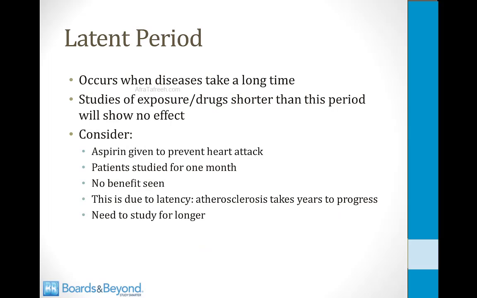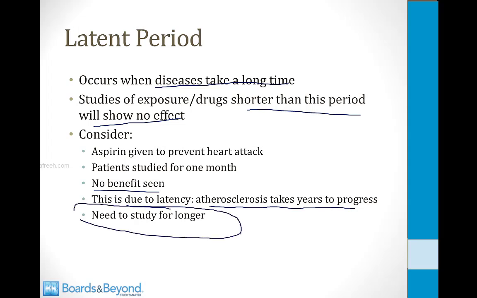The final thing I'll discuss in this module is something called a latent period, and this occurs when disease takes a long time to develop. So if you study exposure or drugs shorter than this period, it will show no effect. So consider, for example, that aspirin is given to prevent heart attacks, but patients are studied for 1 month. We're probably not going to see any benefit. And this is due to latency. So atherosclerosis takes years to progress. So if aspirin limits the progression of that, we're not going to see it in just 1 month. And we need to study the patients for longer. And this is an example of a latent period.